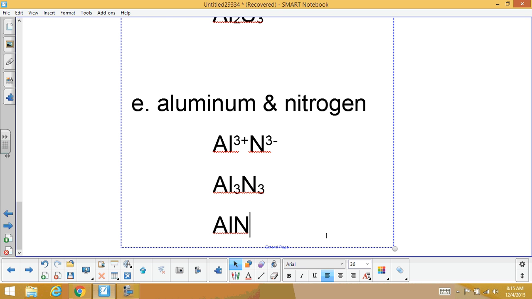So this is aluminum nitride. Al3N3 is also aluminum nitride. Either one works. Later on in the year, I'll be very specific as in if you have to reduce it, if you get your points. For our first test or first quiz, if you put Al3N3, I'll take that for a full point. Or if you put AlN, I'll take that for a full point as well. So those are our first 5.